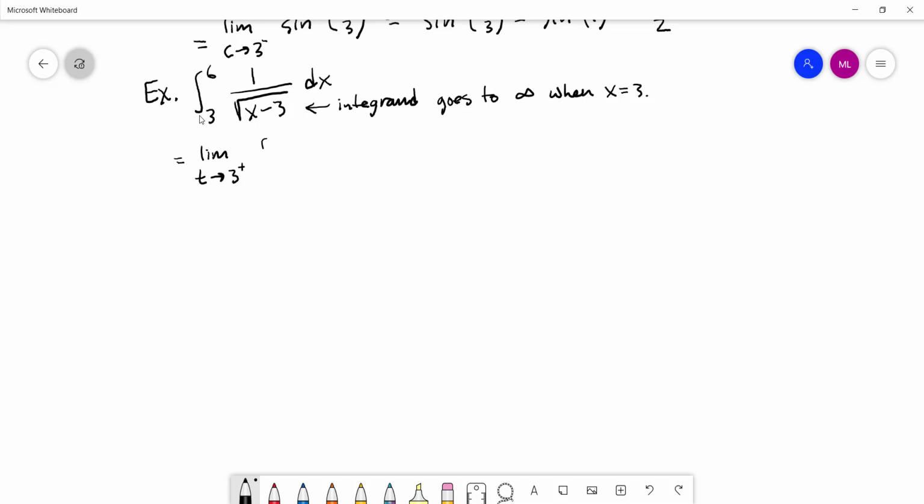Okay, so I'm taking that limit, and I'm going to do the integral from t to 6 now, of 1 over the square root of x minus 3 dx. How do we do this integral?